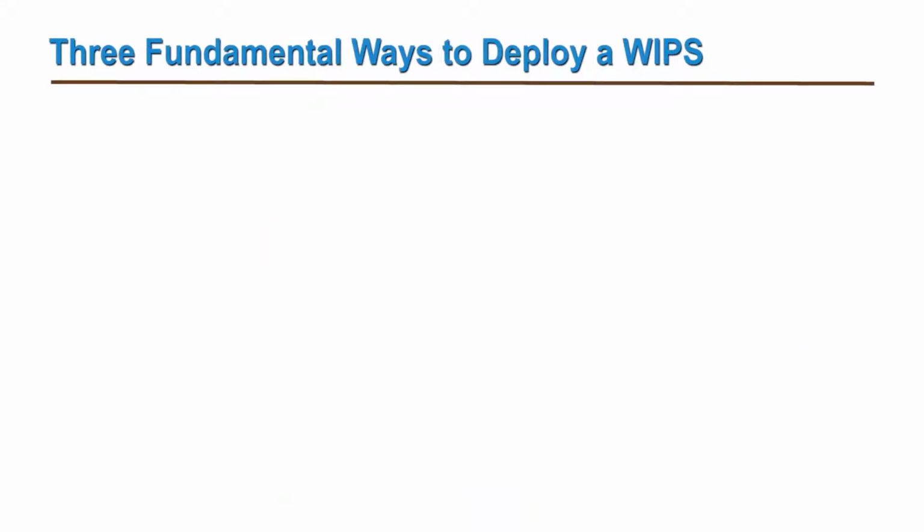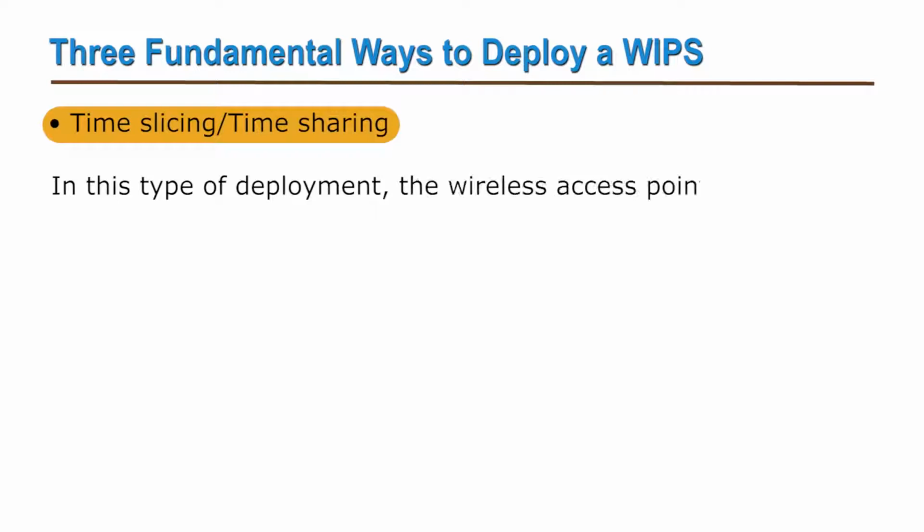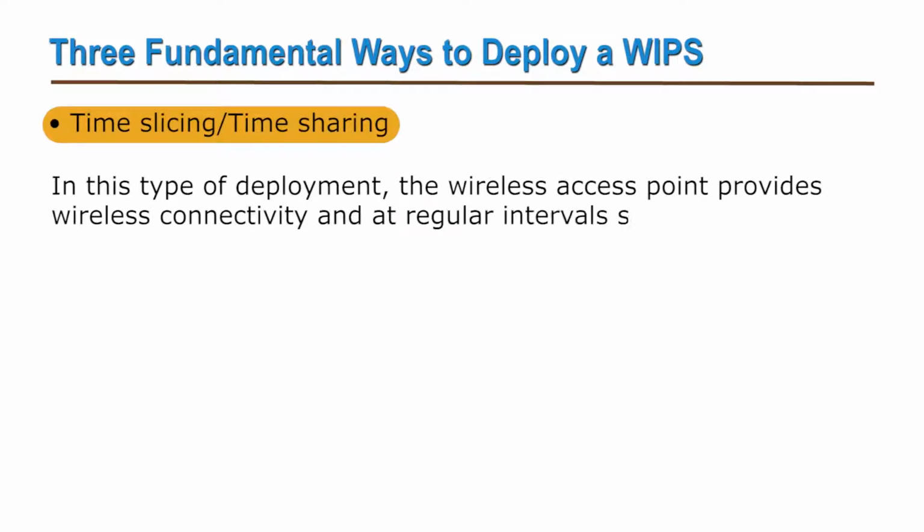There are three fundamental ways to deploy a WIPS. First, mainly found at the lower end of the market, is also known as the time slicing or time sharing mechanism. In this type of deployment, the wireless access point provides wireless access connectivity and at regular intervals scans for the rogue access points.